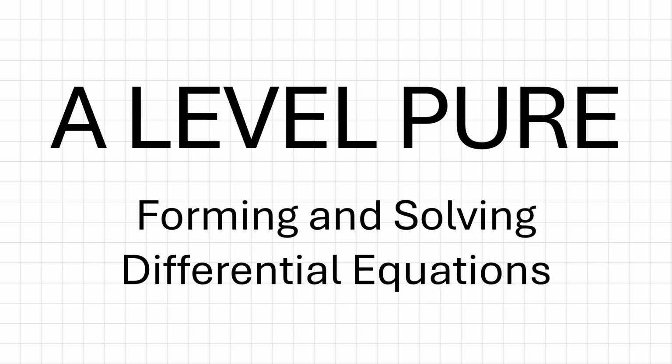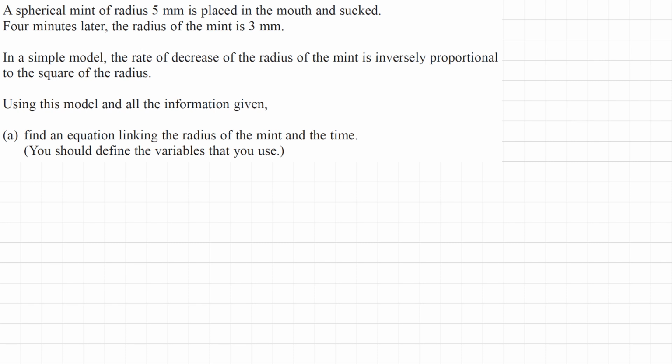This is an A-level pure question on forming and solving differential equations. A spherical mint of radius 5 millimeters is placed in the mouth and sucked. 4 minutes later, the radius of the mint is 3 millimeters. In a simple model, the rate of decrease of the radius of the mint is inversely proportional to the square of the radius. Using this model and all the information given, part A, find an equation linking the radius of the mint and the time. You should define the variables that you use.